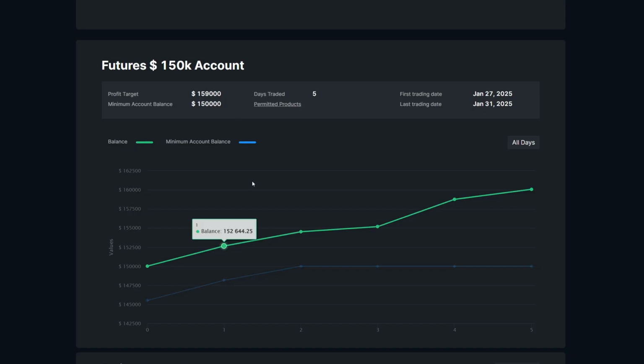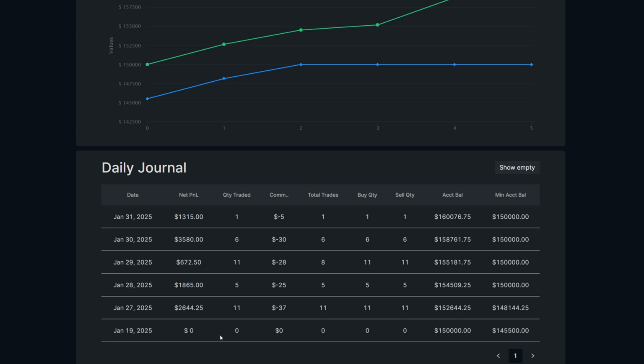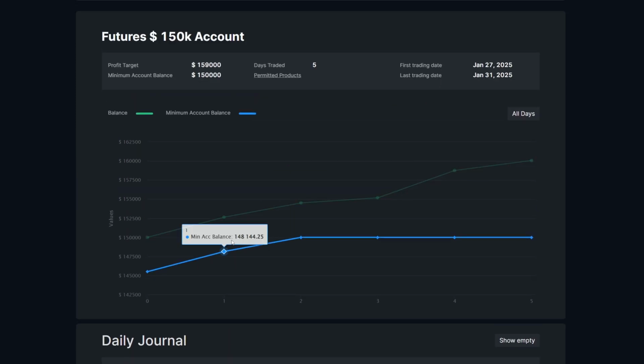We come over and we look at the back end of one of the 150K accounts that passed. You can see right up here, the profit target was $159,000. Then when we scroll down and look at the trades that I placed, I think it started on January 27th, made $2,644. Then January 28th, I made $1,865. January 29th, I made $672.50. Then I made $3,580. And then January 31st, I made $1,315, which actually brought me to $160,000. So I actually overshot this one here just a bit. I guess I was off on my calculations when I was trading that day.